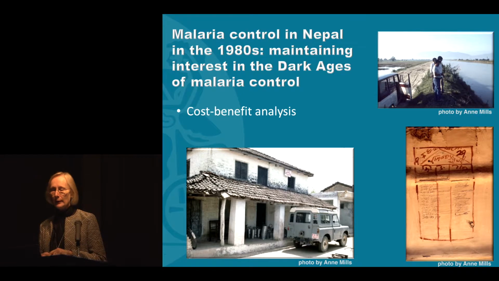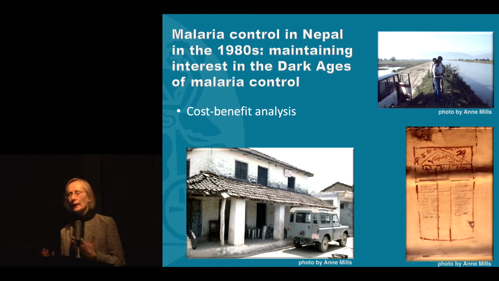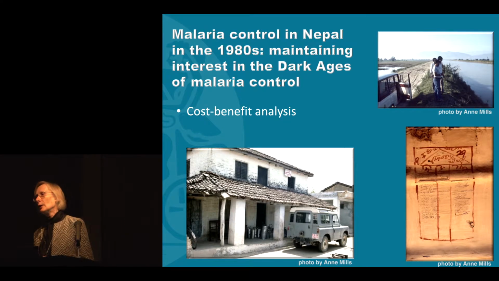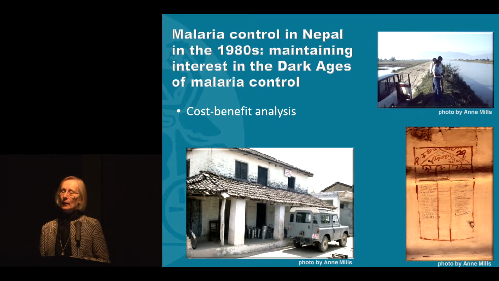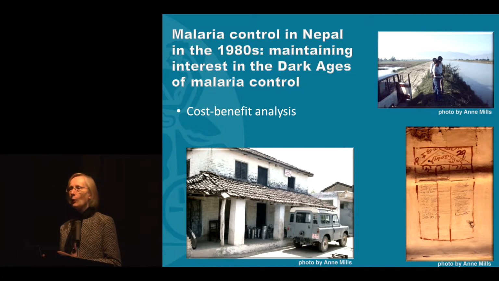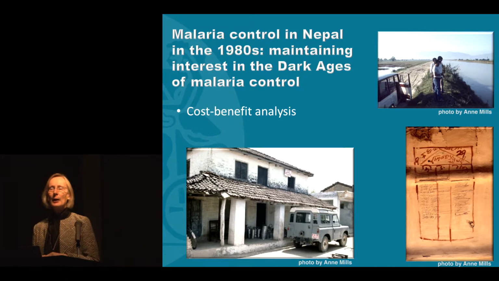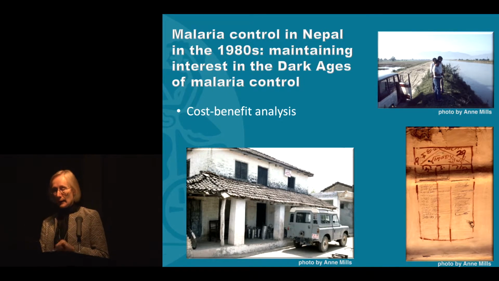The external funders of the malaria control program wanted to know whether they should continue to invest in malaria control. Was it worth doing? So the question they were asking was a cost-benefit analysis question. Should we be investing our money in malaria control in Nepal rather than other aspects of development in Nepal or indeed in other countries? So I've called this the dark ages of malaria control because it was the time when there were a lot of questions as to whether malaria control was even worth trying to achieve.